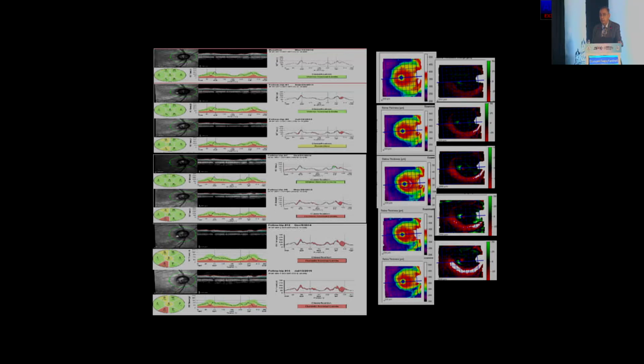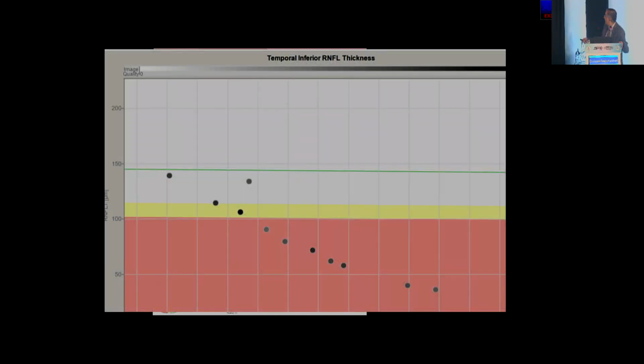Now, here is this same patient that I had started to show you getting worse despite the best care I can give. You can see the macular thickness loss happening. You can even look at the inferotemporal thickness loss going down with time. But you see this part up here? What is that?